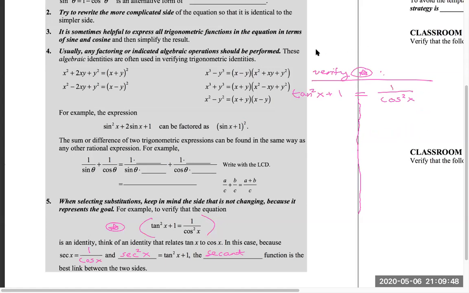So instead, let's start on the left side. Let's do left-hand side to verify it's equal to the right-hand side. So for this, we would say, well, tangent squared x plus 1, is there an identity for that? Well, yeah, there is. That's secant squared x. Oh, and then secant squared x, is there an identity for that? Well, yeah.